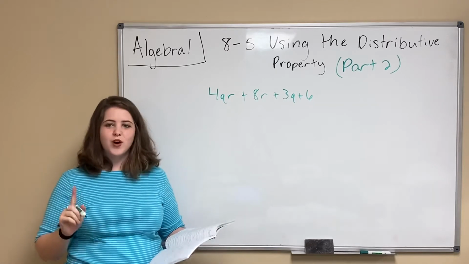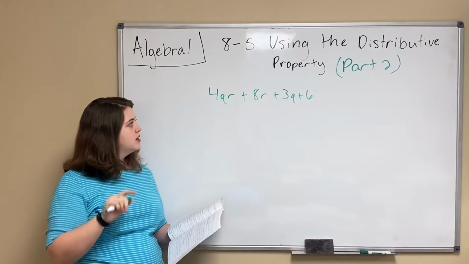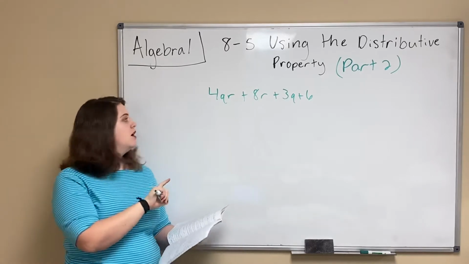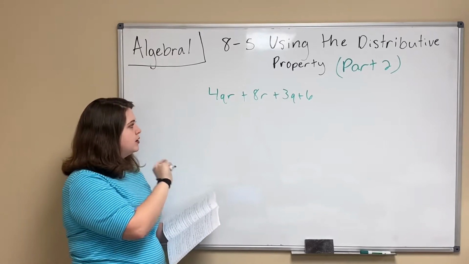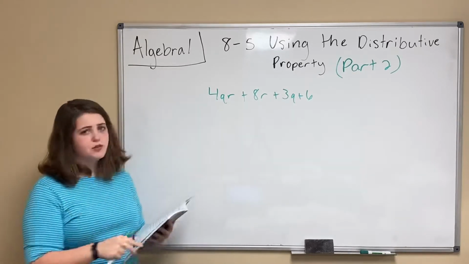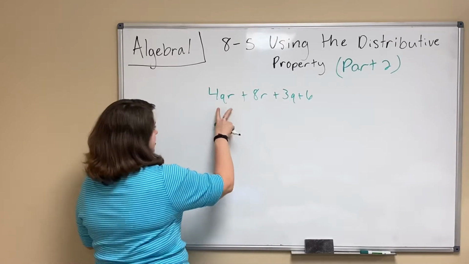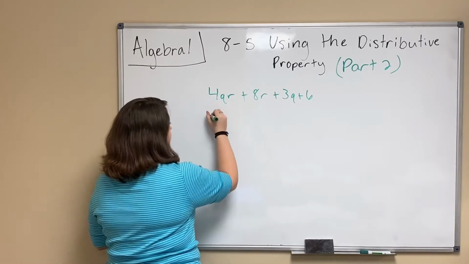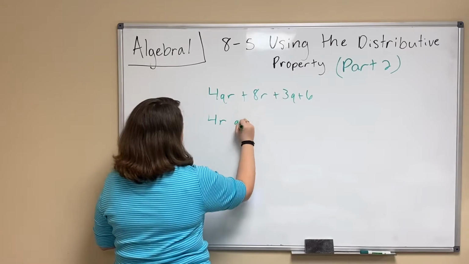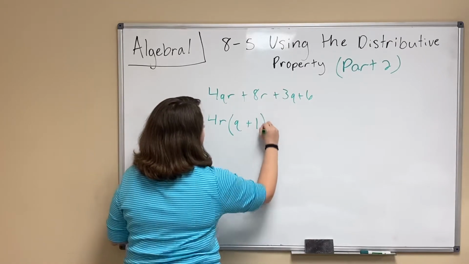Okay, welcome back to math class. Yesterday we talked about factoring polynomials with 4 or more terms. Now all of the ones that we did yesterday were like this one where, for example, if I pull out 4r here, I'm left with q plus 1.